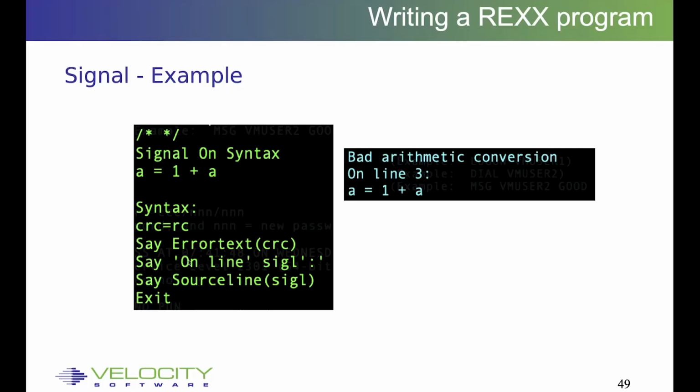The next line displays the actual line number, on line and then the line number sig_L, and that's what the second line in this output provides. And the third display is the actual source line, and you pass it the line number variable, and then you get the actual source line. So the reason syntax was called in this case is because based on this program code, A is uninitialized, and we're trying to add 1 to an uninitialized variable. So that's what would cause this error.